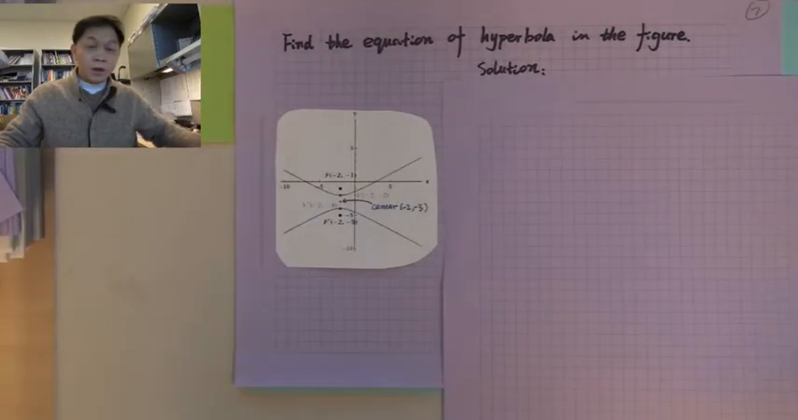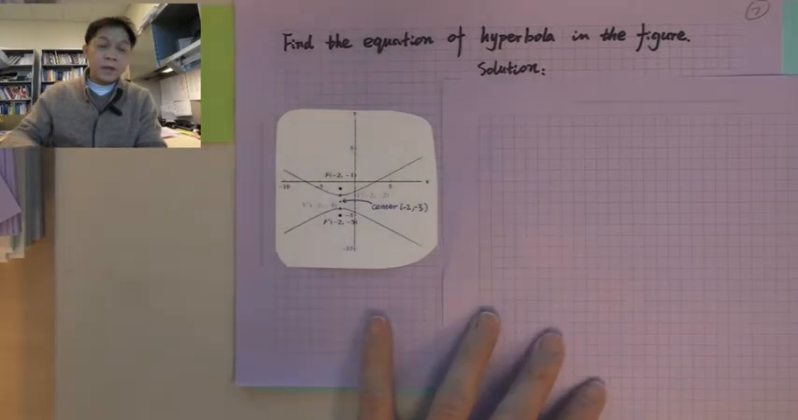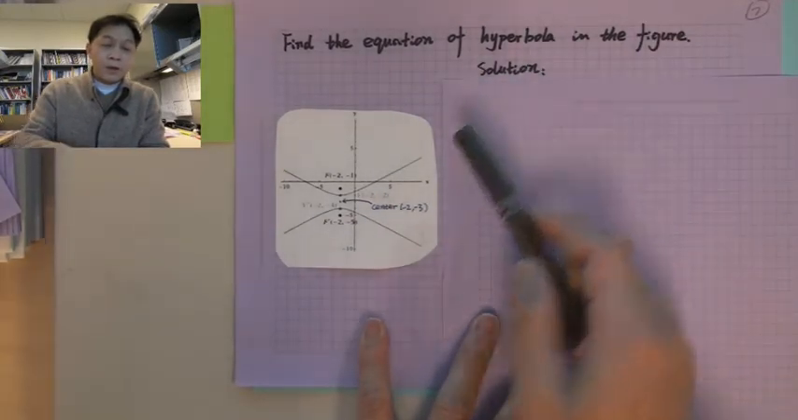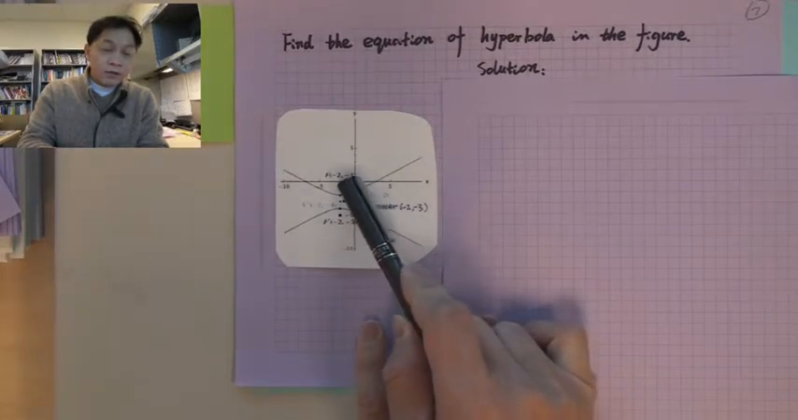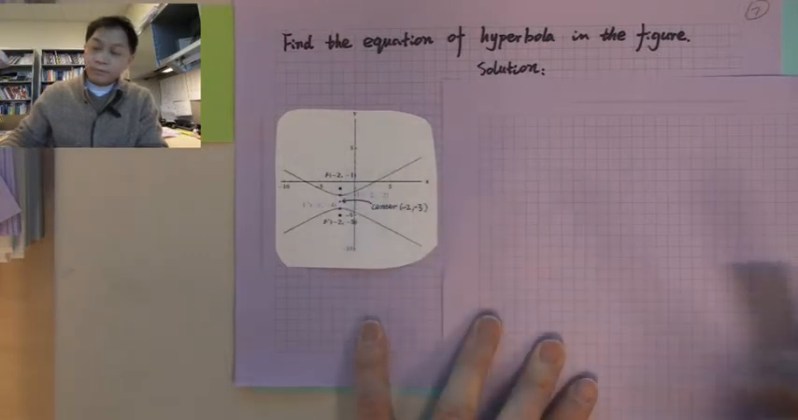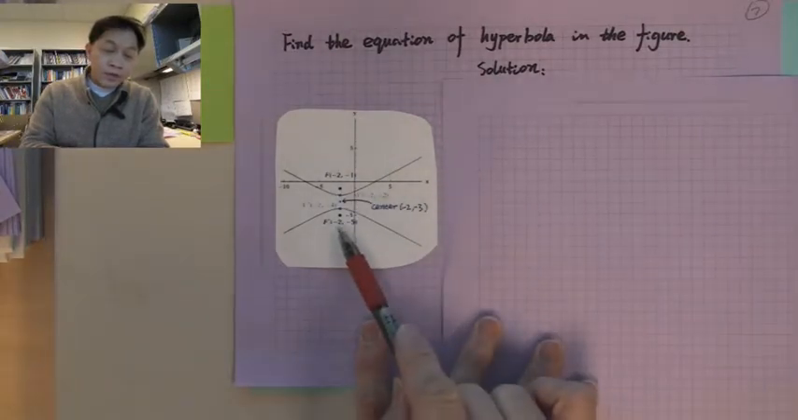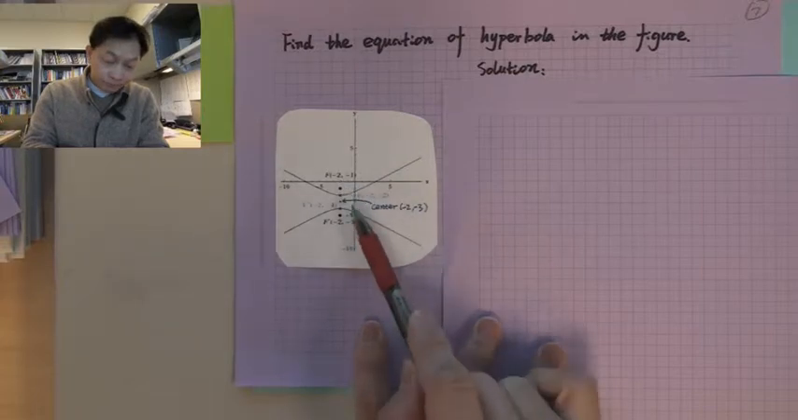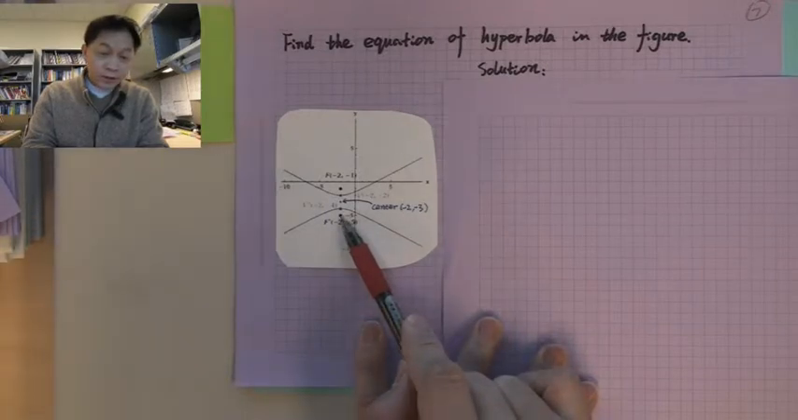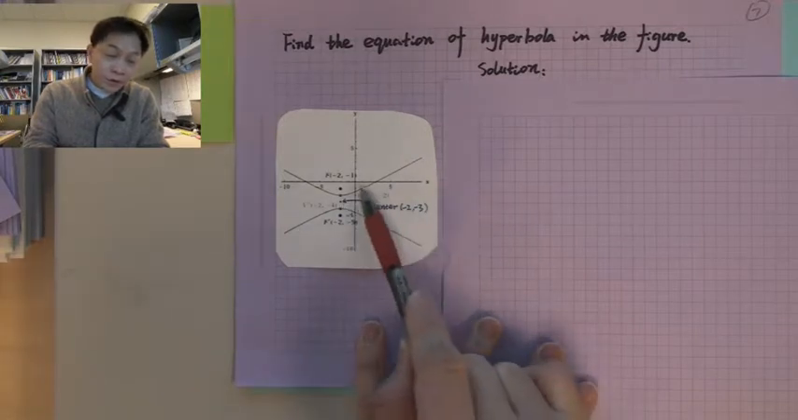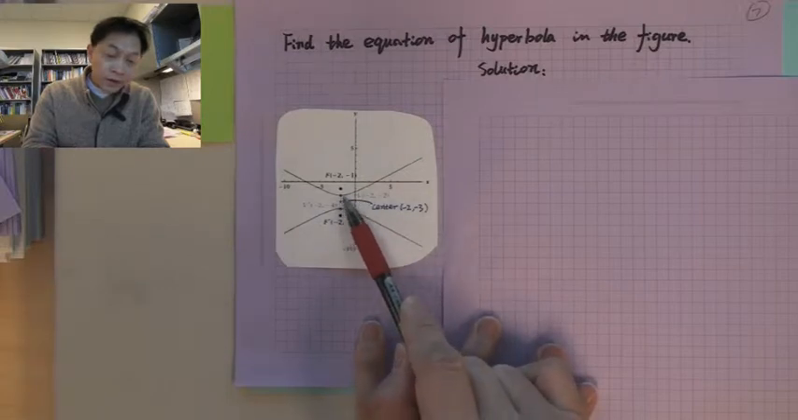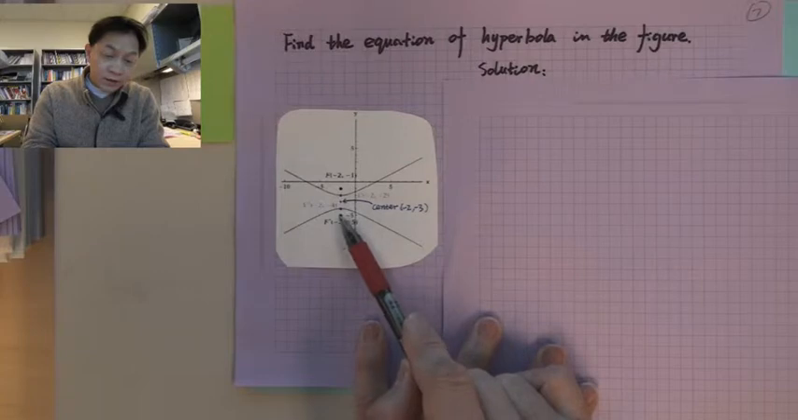Another example is also given with a picture like this. You have the foci. One is (-2, 1), that's this one. Another is (-2, 5): 1, 2, 3, 4, 5. You have the foci. And you have the center at (-2, 3): you see 1, 2, 1, 2, 3. That's the center. And you are also given the vertices.